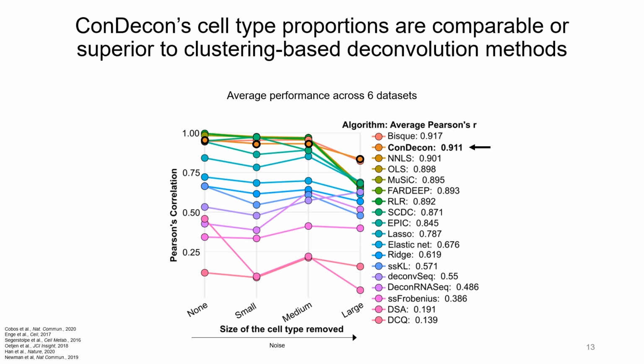In this case, noise was introduced by removing either a small, medium, or large cell population from the single-cell data while preserving that cell population in the query bulk data. We then took the Pearson correlation between the estimated and true cell type proportions. We find that on average across 6 different datasets, ConDecon outperforms 16 of the 17 other methods. In addition, ConDecon is particularly robust against situations where a large cell type was removed from the reference.